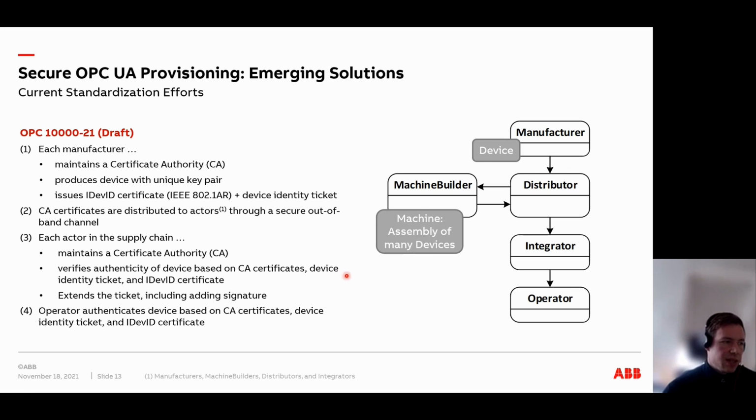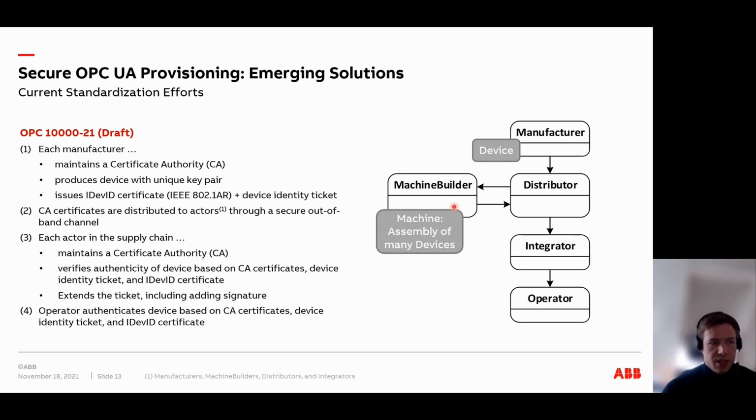verifies the authenticity of devices based on the CA certificates, device identity tickets, and IDevID certificate when they receive the device, and they then extend the ticket, which also includes adding a signature to that ticket. And this way, the authenticity of the device can be verified throughout the entire supply chain.